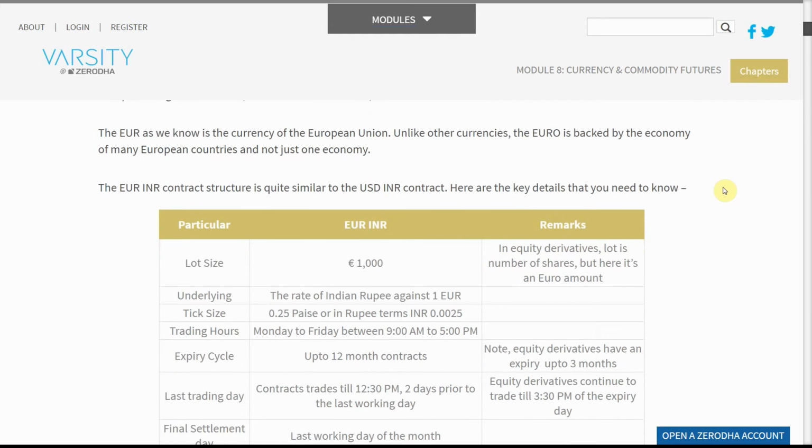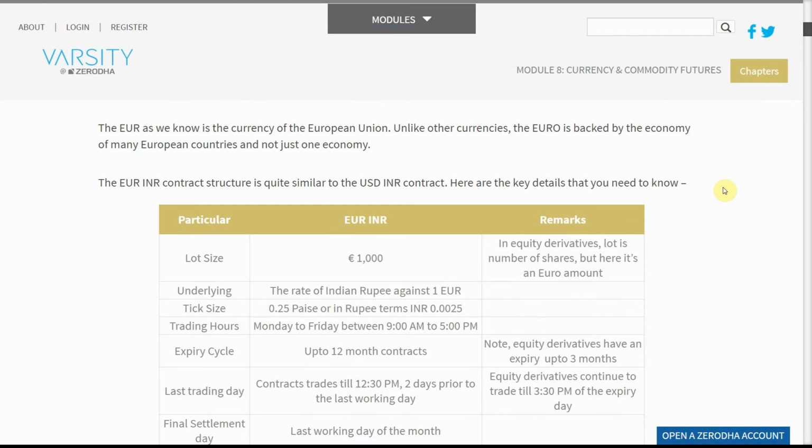The euro, as we know, is the currency of the European Union. Unlike other currencies, the euro is backed by the economy of many European countries and not just one economy. The EUR-INR contract structure is quite similar to the USD-INR contract. Here are the key details that you need to know.